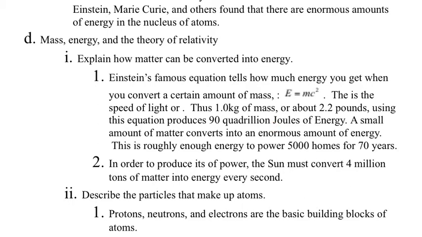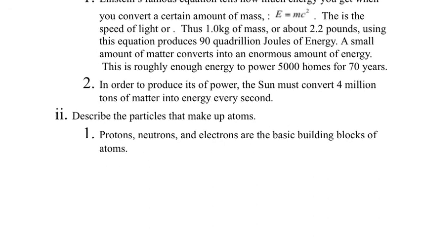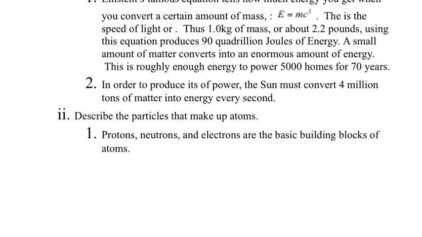It turns out that the sun converts about 4 million tons of mass into energy every second. It does this in the process of converting hydrogen into helium. And that's how the sun gets this 4 times 10 to the 26th watts of power.